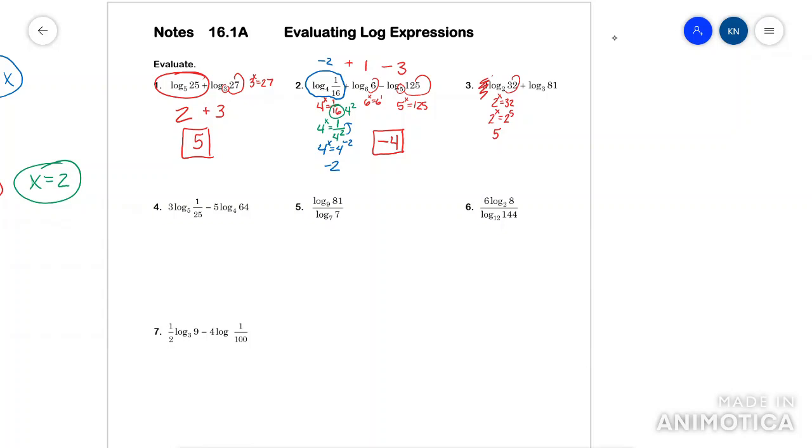Now you can handle this 2. It's like 2 times that 5. You evaluate it first, then apply the 2. So this whole thing is 10. And then log base 3 of 81, that's 3 to what power makes 81. 81 is 3 to the 4th. So this is 4. So you have 10 plus 4, which is 14.